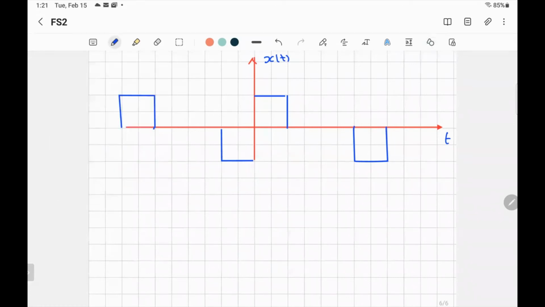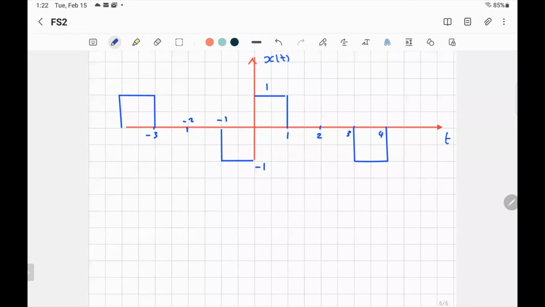So 1, 2, 3, 4. Magnitude is 1. Magnitude is -1. And the question is, express the signal in terms of Fourier series. Expand the signal in a Fourier series.